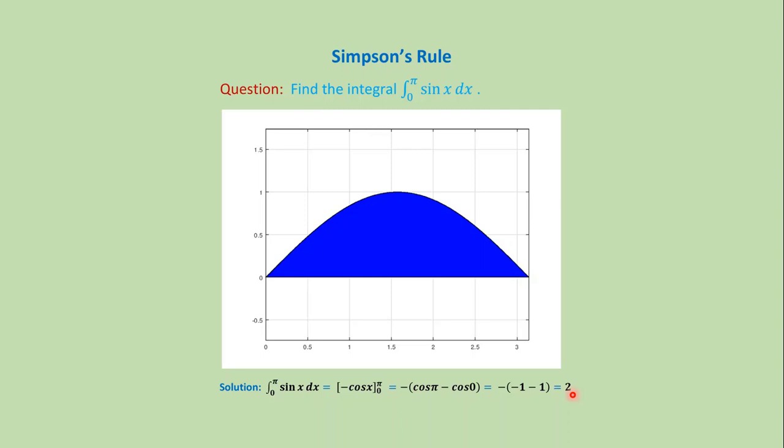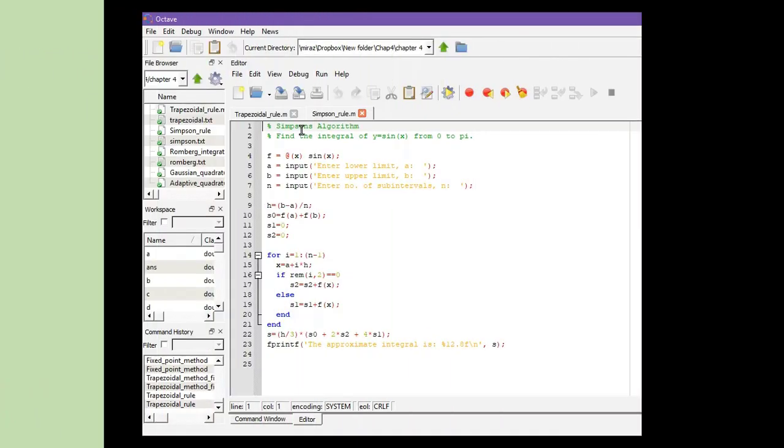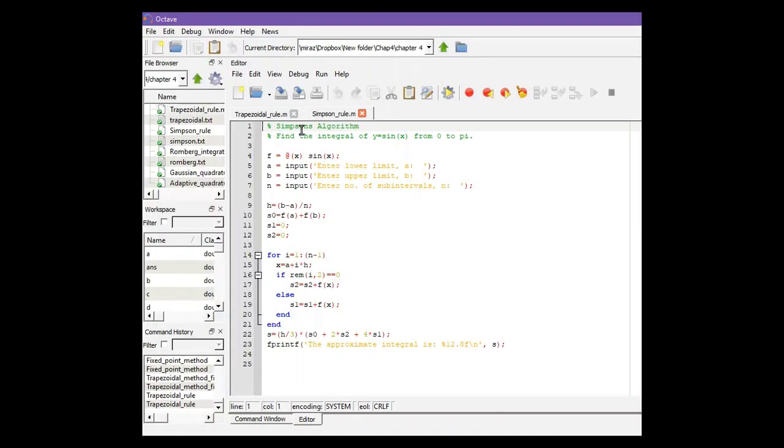Let's solve this problem using the MATLAB code. This is the MATLAB code for Simpson's rule. Here the function is sine x, lower limit is 0 and upper limit is pi. For other problems, you only need to change this line, the function, and all other lines will remain the same.